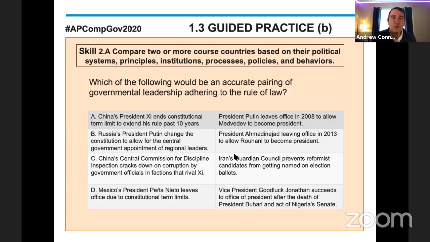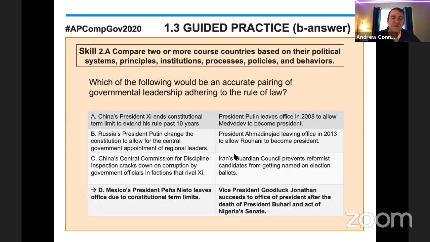So we're looking for the 2 cells that are both true. And the answer for this would be letter D. That adhering to the rule of law, examples would be Peña Nieto in Mexico leaving office due to constitutional term limits. And we also had that moment when Vice President Goodluck Jonathan became the president of Nigeria.